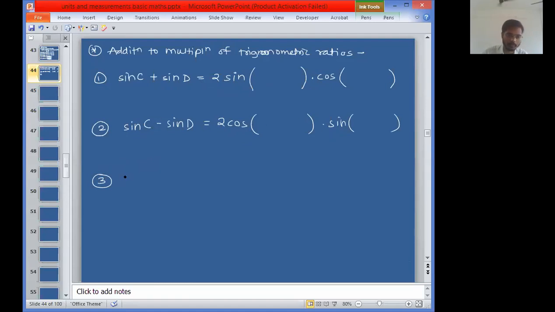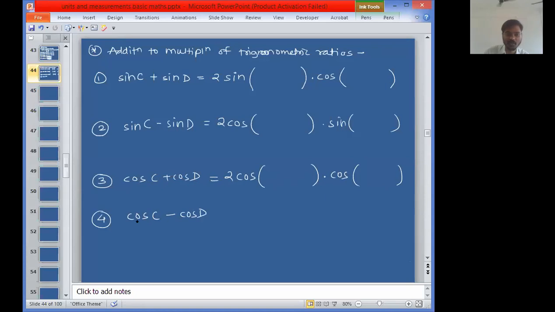Sequence reverse. So what if we have cos plus cos? Cos C plus cos D, cos 30 plus cos 45, cos 60 plus cos 30. Cos plus cos is 2 cos cos. Now we are musicians. We are creating music from the trigonometric formulas, right?